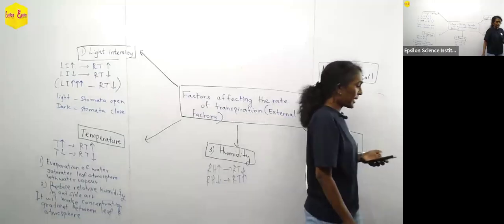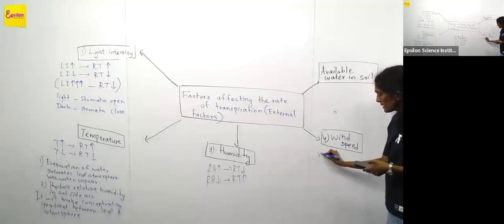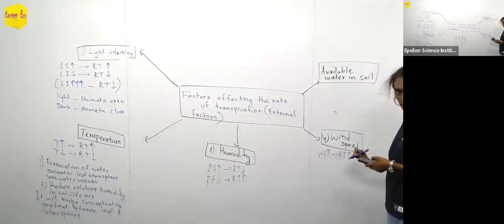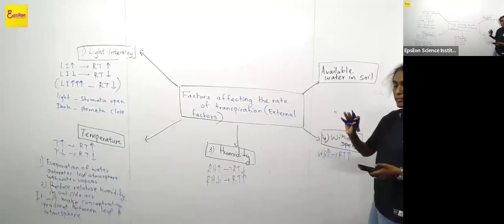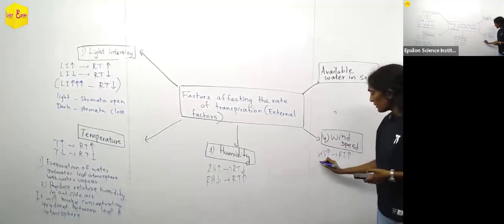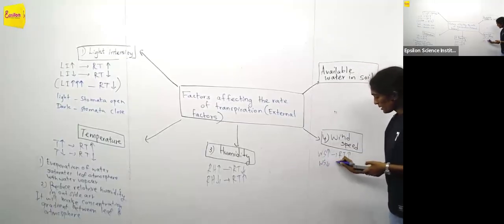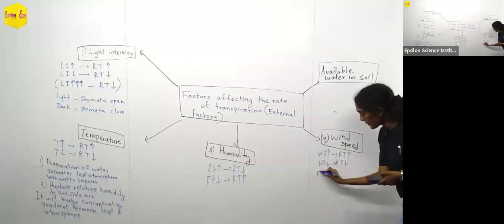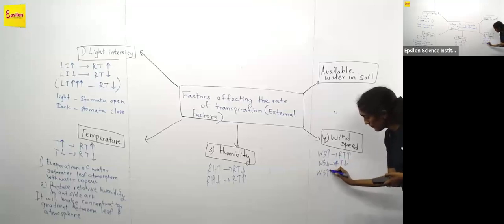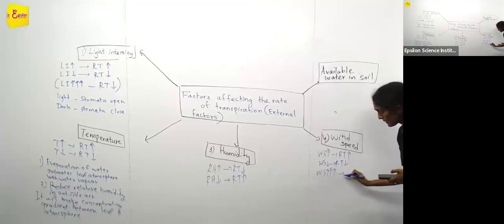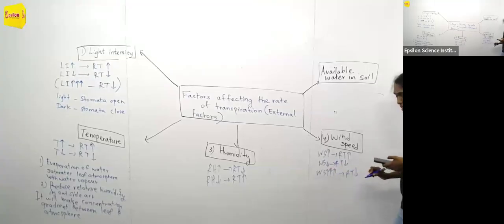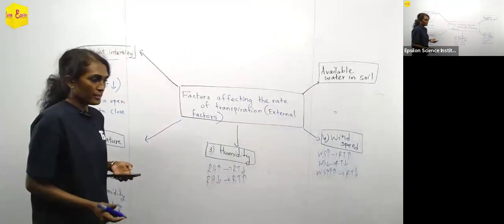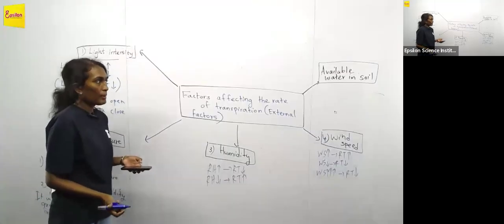Right. Then wind speed. If the wind speed is high, rate of transpiration is high, no? Because of blowing away the diffusion shells. And when wind speed is low, rate of transpiration is low. But in very high wind speed, what will happen? Rate of transpiration reduces due to stomatal closure to reduce the excess water loss. Right, read about it too.